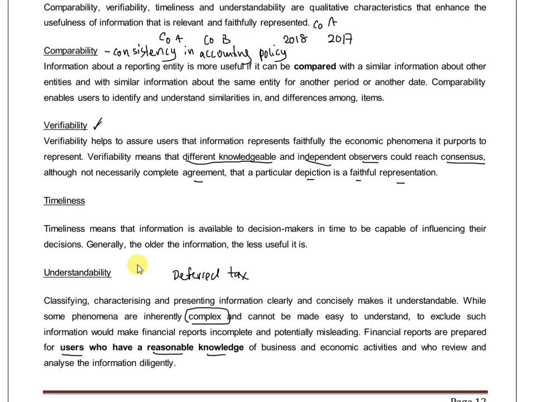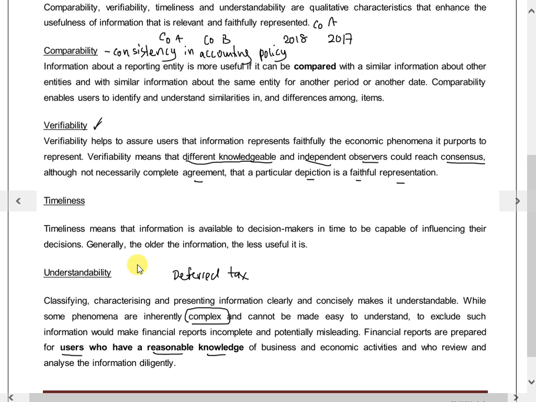So we can improve understandability. Can we do that? Cannot. Understandability does not give you the license to omit even those complex issues. If you have to disclose, you must disclose. You don't use it as a license, saying I don't want to disclose something because nobody wants that.